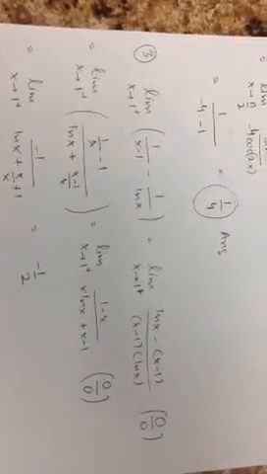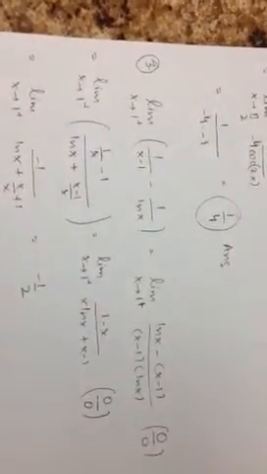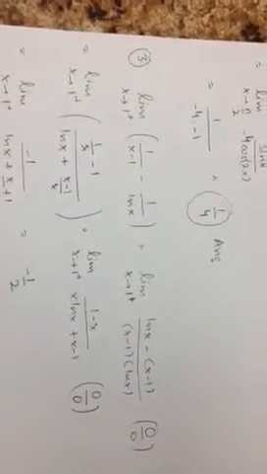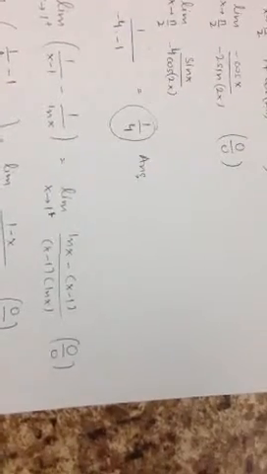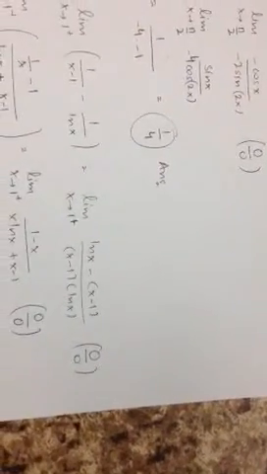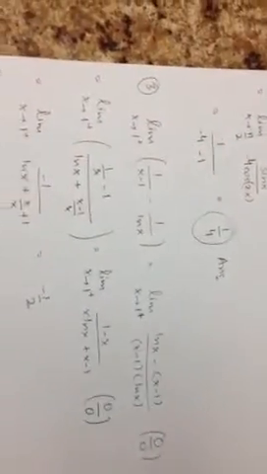In the next example, limit as x approaches 1 from the positive side of 1 over x minus 1 minus 1 over ln of x, which is basically the limit of ln of x minus x plus 1 over x minus 1 times ln of x. If you plug in 1 into the equation, it gives us 0 over 0, which is an indeterminate form, so we have to take the derivative, or we have to use L'Hopital's rule.